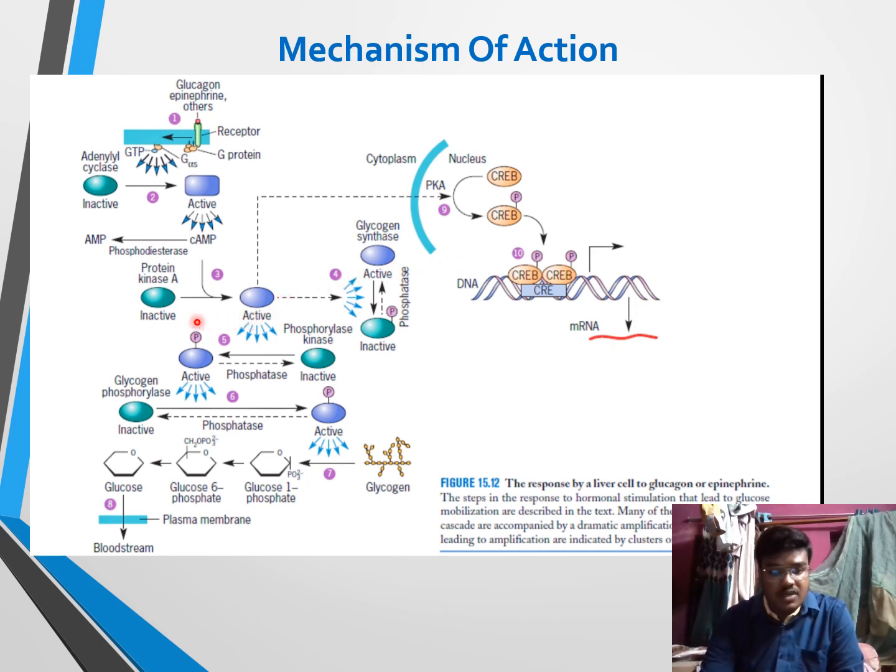In another pathway, the activated PKA phosphorylates the phosphorylase kinase and activates it. The activated phosphorylase kinase enzyme again phosphorylates the glycogen phosphorylase and activates this enzyme. Activated glycogen phosphorylase again acts on the glycogen and breaks it down into glucose. Then the blood glucose level is increased.